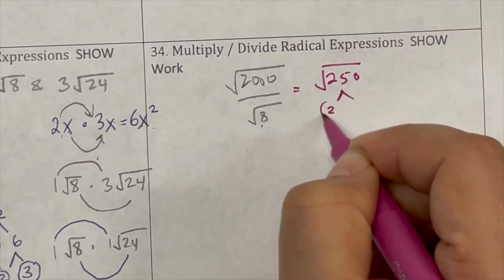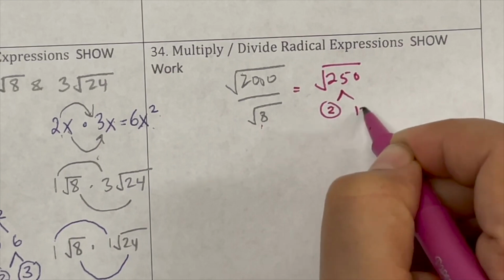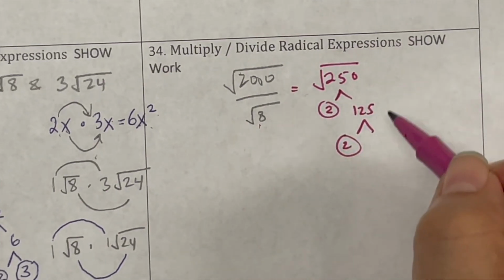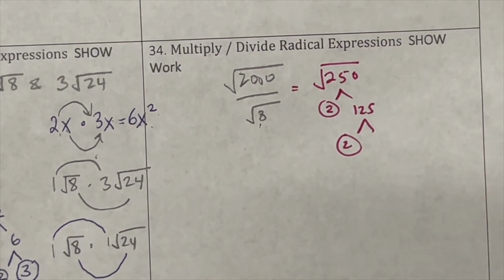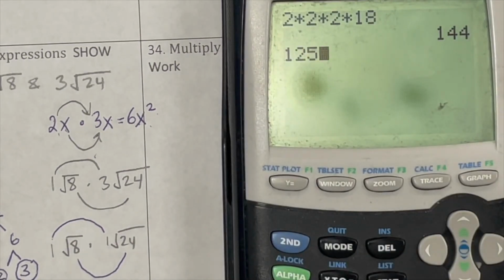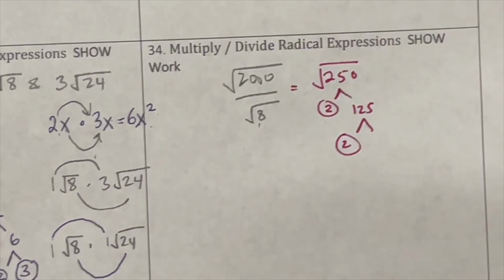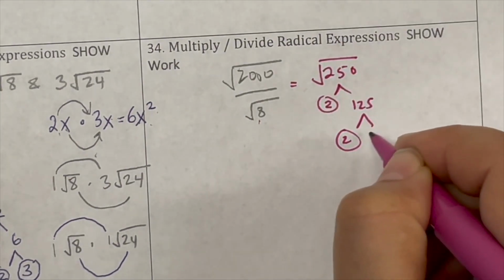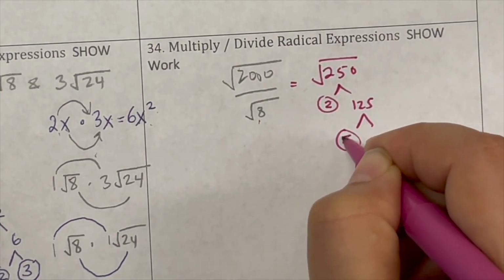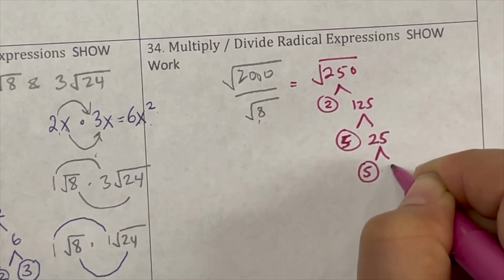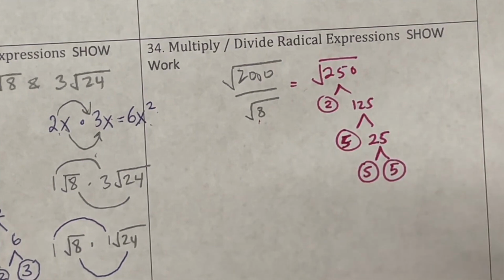So 2 goes into 250, 125 times. 2 goes into 125, it doesn't. 3 doesn't. So again, you just go 125 divided by 2. Decimal, so that doesn't work. 125 divided by 3. Decimal doesn't work. 125 divided by 5. 25. So it's not 2, it's 5. 5 times 25. And then 5 times 5 is 25. And I can't go any further.